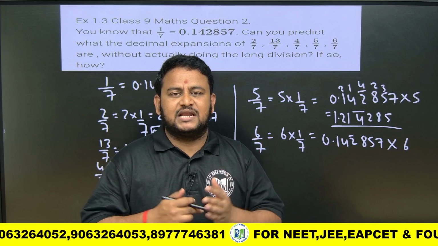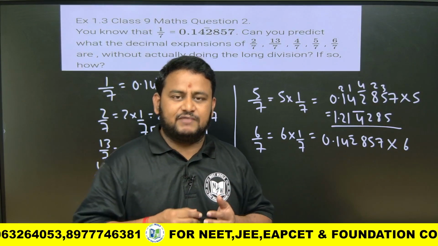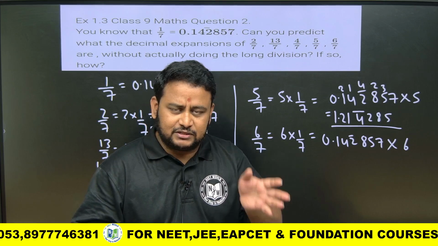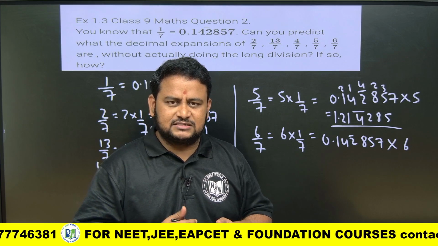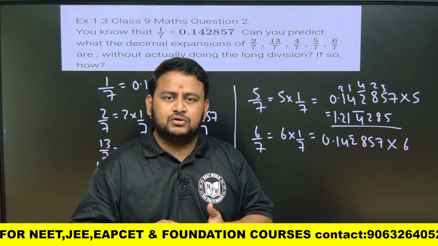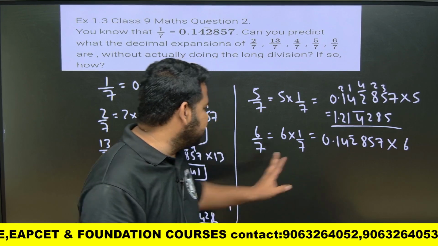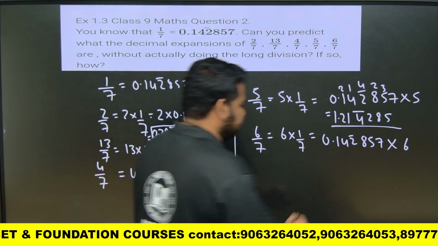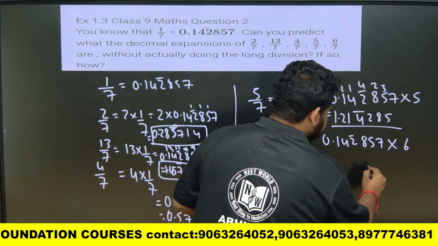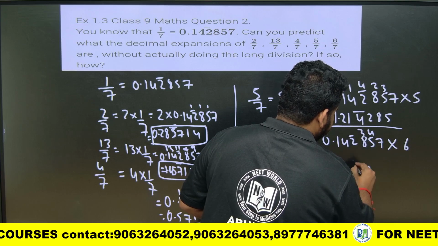If they give the 1 by 11 value and ask you to find 3 by 11, at that time, the 1 by 11 value they will give as a decimal. The value will be 0.09 bar. If they ask 3 by 11, what you should do? 3 into 0.09 bar, that is 3 into 1 by 11, you will get the answer. Same way we are doing it here. So I should multiply this by 6. This will become what, friends? 6 7s are 42, 6 5s are 30, 34, 6 8s are 48, 51.